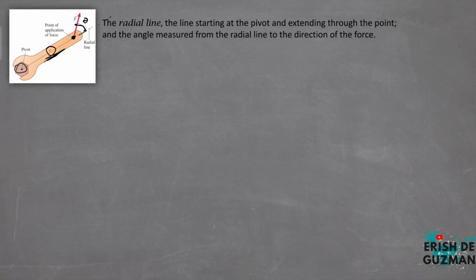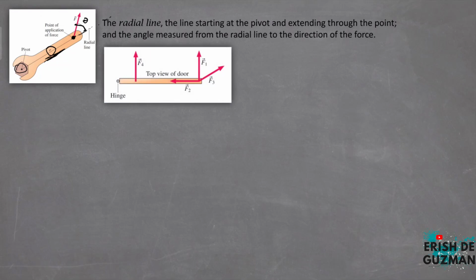Nakita natin dun sa figure kanina that yung force 1, which was directed perpendicular to the door, siya yung pinaka-effective para ma-open yung door. Yung force 2 naman, directed toward the hinges, had no effect on its rotation.